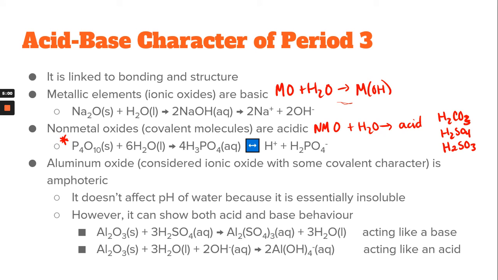All right, the aluminum oxide is considered amphoteric because it can act like an acid or a base, and so you have those two different reactions down there. Now this I know doesn't seem like it's acting as an acid, but these are Lewis acids and bases, which have a slightly different definition than what we're used to.